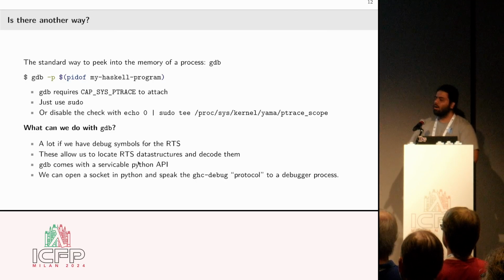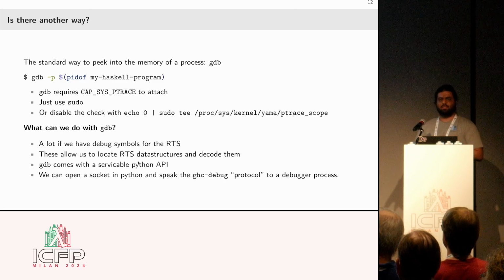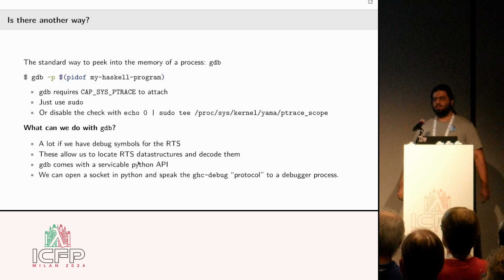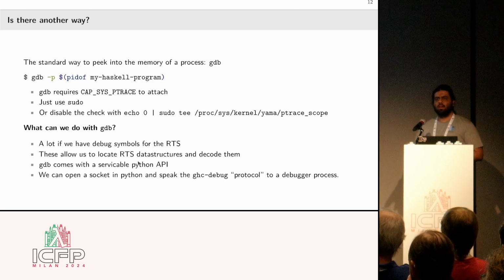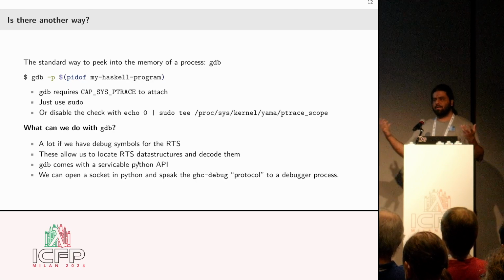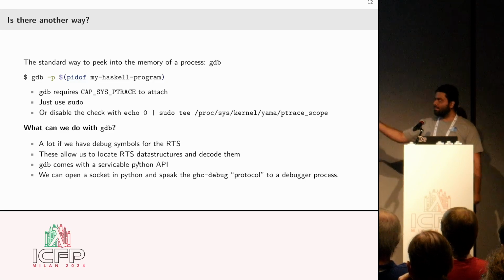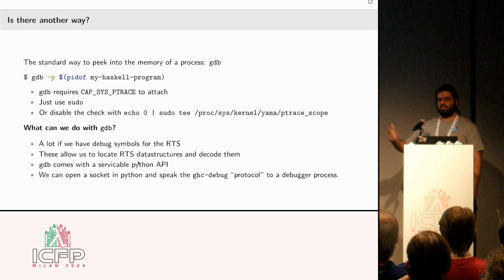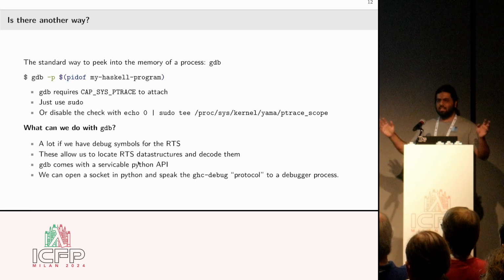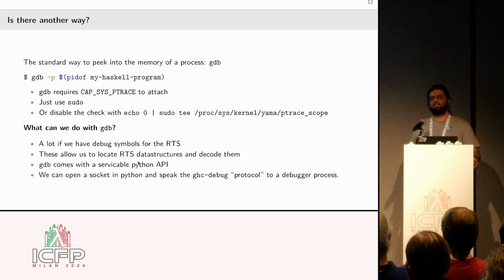And what can we do if we just connect to a program with GDB? Can we interpret its heap data structures? Well, we can if we have debug symbols, and these allow us to locate various RTS data structures and decode them. And GDB comes with a serviceable Python API. It's very stringly typed. It's not the best, but it works.